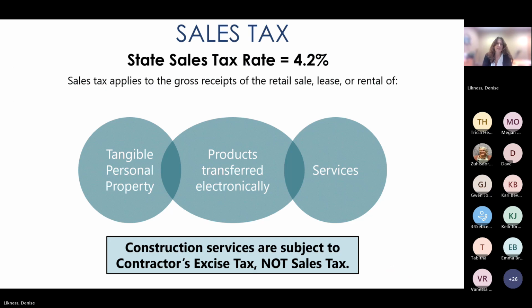The sales tax in South Dakota is 4.2%. That rate did change July 1st of 2023. It was 4.5 before. You can tell I've been here a long time because when I started, the sales tax was 4.0. So it went up and then it went down.